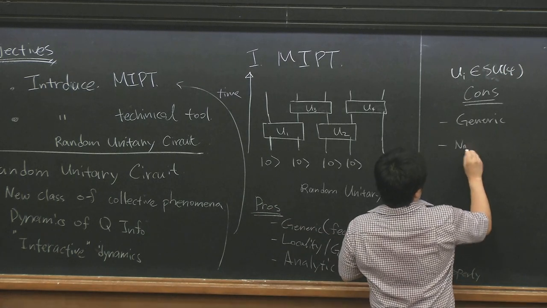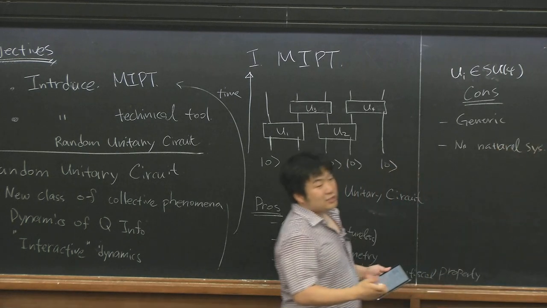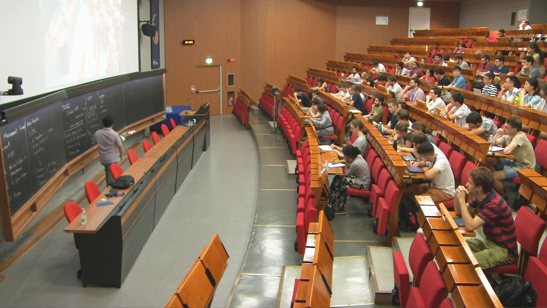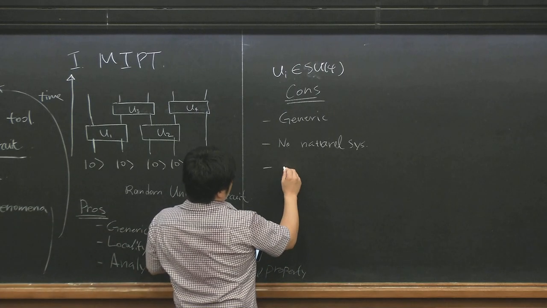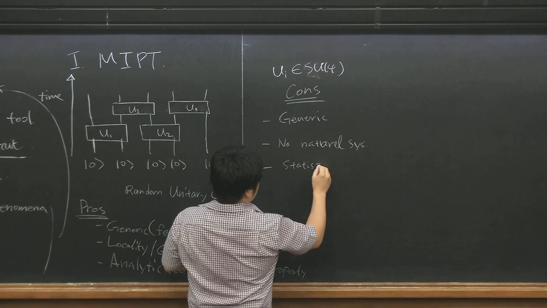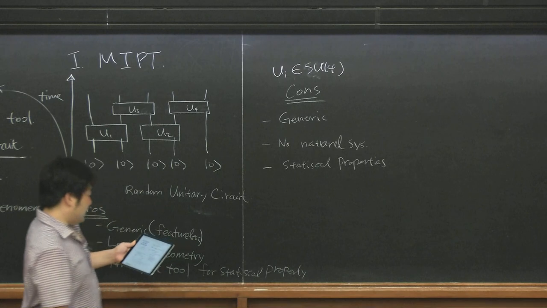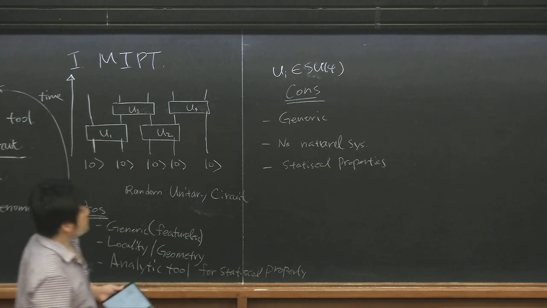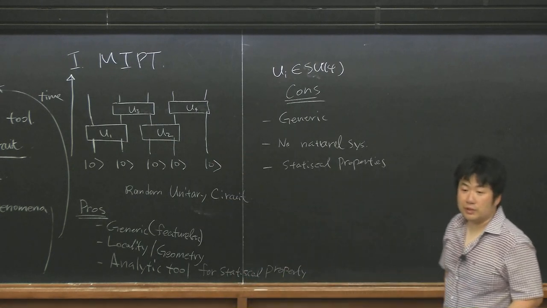And also, there is no natural system that realizes the random unitary dynamics. We could engineer this unitary dynamics using our quantum computer. However, we don't believe this occurs naturally. And finally, as an analytic tool, we can only study statistical properties, and individual instances cannot be studied, so we cannot separate what is coming from the ensemble behavior versus individual behavior. But given these pros and cons, this random unitary circuit is a very nice tool that we can utilize.